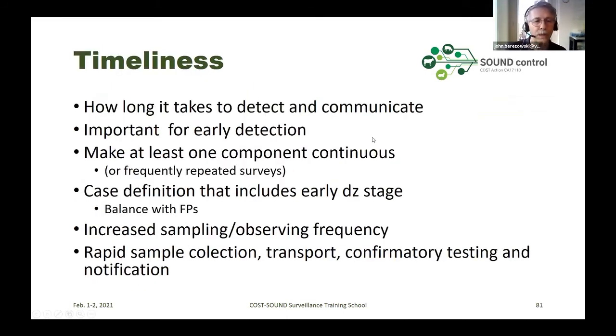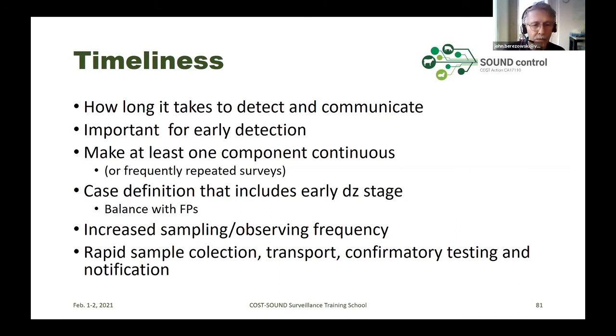Timeliness is important, how long it takes to detect and communicate the disease from the time when it enters the population till when you communicate the results that there is not just a case but an epidemic. This is critically important for early detection, and often we make at least one component of an early detection system continuous. Or you can use frequently repeated surveys, but they're very costly, both in terms of financial resources that are needed and human resources.